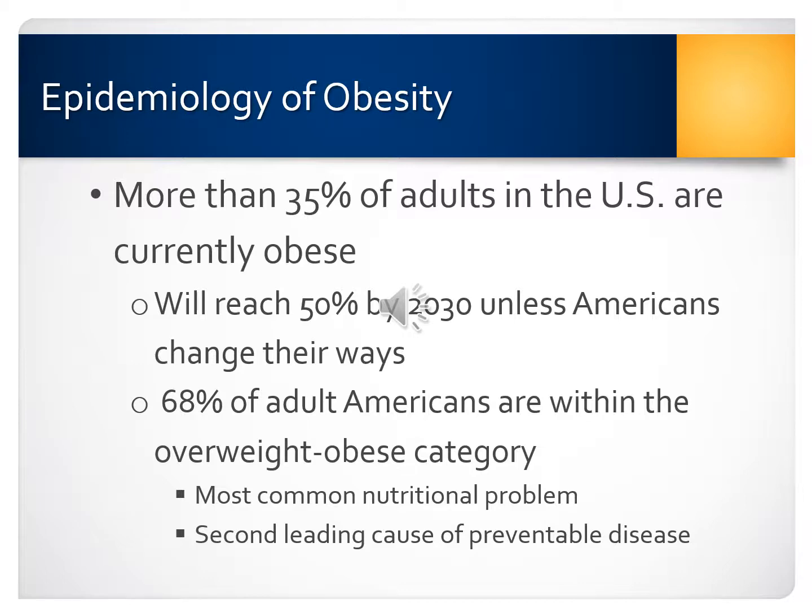Obesity is a huge problem within the United States. More than 35% of adults are currently obese, and it is projected that by 2030, 50% of Americans will be obese unless they change their dietary habits. 68% of adult Americans are within the overweight or obese category. Obesity is the most common nutritional problem and the second leading cause of preventable diseases.